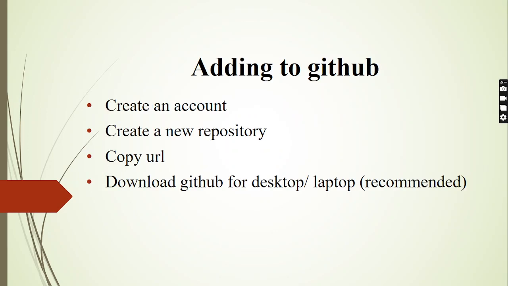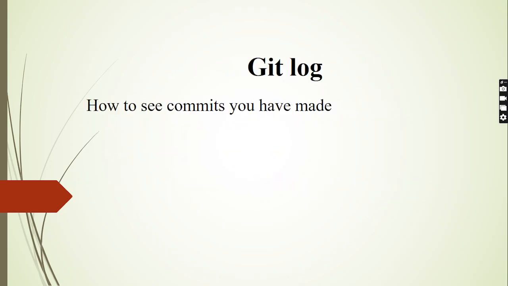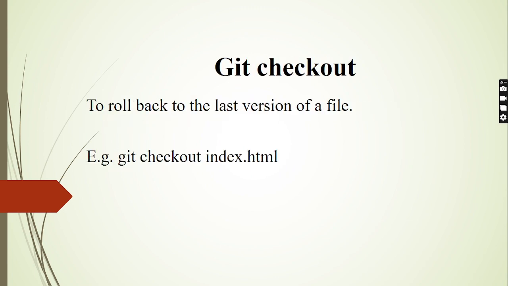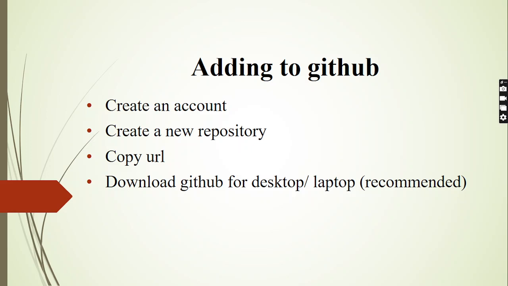Adding to GitHub, what I've been talking about here is using the version control to initialize Git and to put it in the staging area and the commits also. To add to GitHub, we need to create an account, create a repository, copy the URL, and it's also recommended to download GitHub for laptop and desktop to avoid any discrepancies.